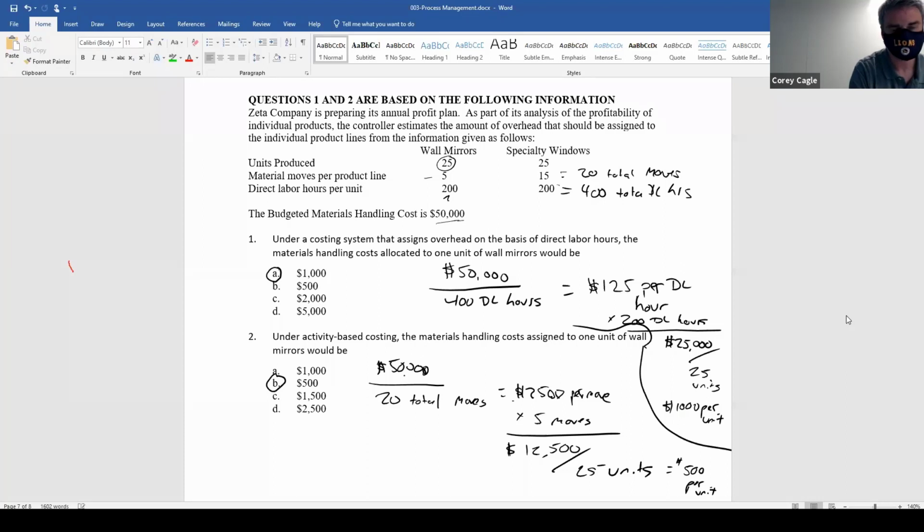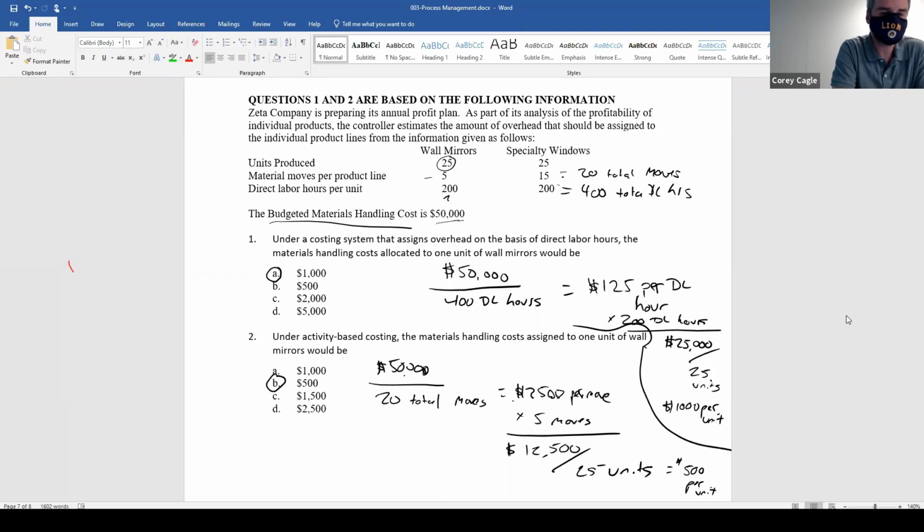What is the first one? 500? The first, number one, not based on direct labor hours. On direct labor hours, each product line uses the same amount. So you're basically just taking that overhead number and splitting it in half. But the point of this is direct labor hours really doesn't cause that materials handling cost to go up as much as the number of moves of material that have to happen.